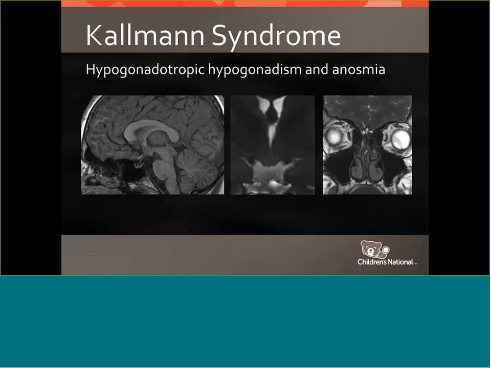This is a patient with Kallmann syndrome that presented with hypogonadotrophic hypogonadism and anosmia. On the midline sagittal image, we can see a thickened corpus callosum. The vermis is underdeveloped. Also, the pituitary gland is very small. The hypothalamus also failed to separate appropriately. And there's the pituitary gland. And the olfactory bulbs and tracts were hypoplastic. So this is Kallmann syndrome.